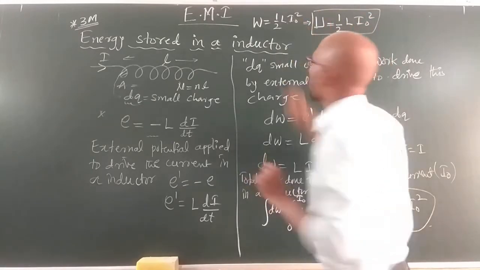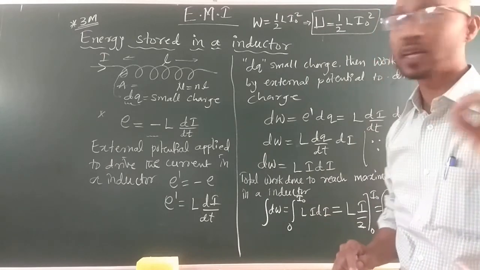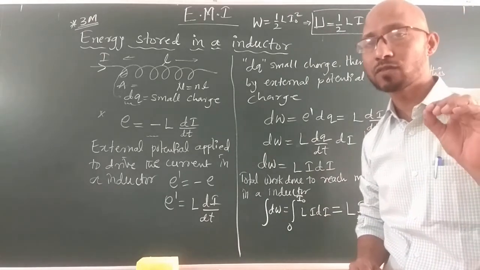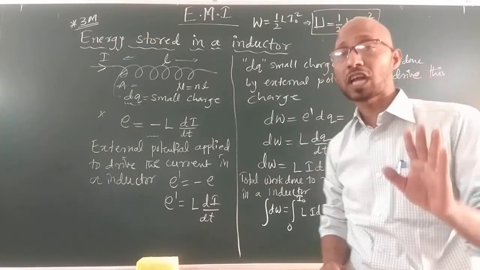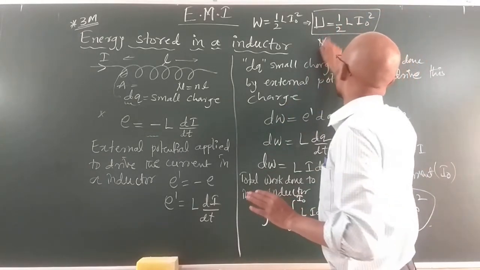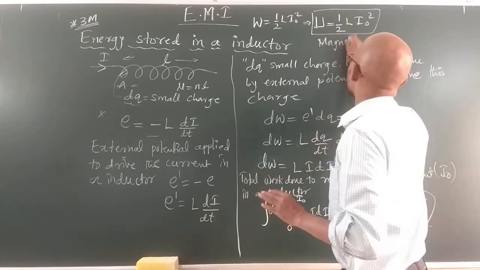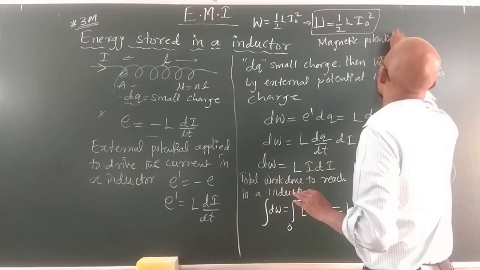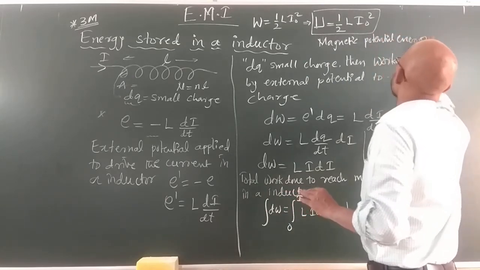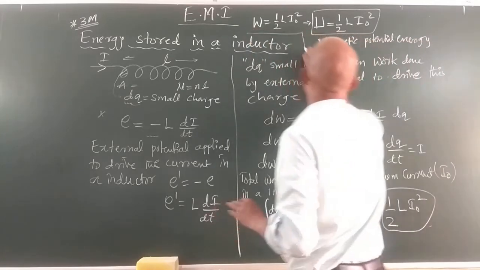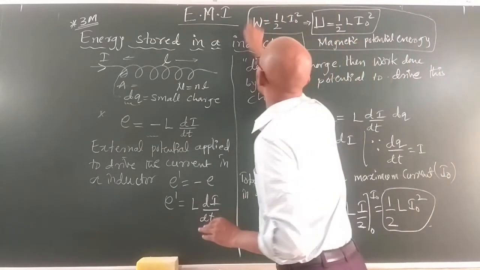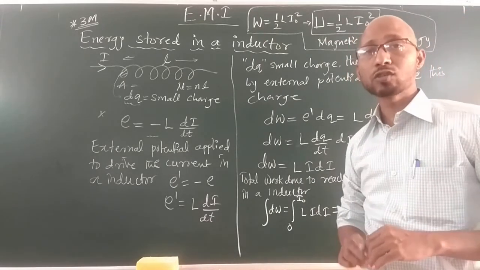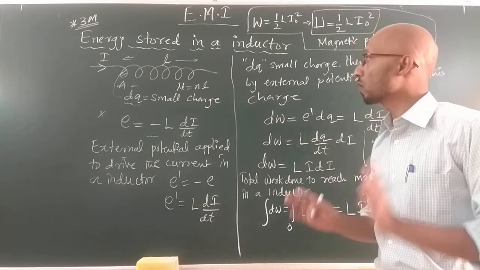Now, in what form is the energy stored in an inductor? In the form of magnetic energy. Sometimes it is also called magnetic potential energy. Please remember this very important word. Now, this is the expression for the energy stored in an inductor. I hope that you all understand that.